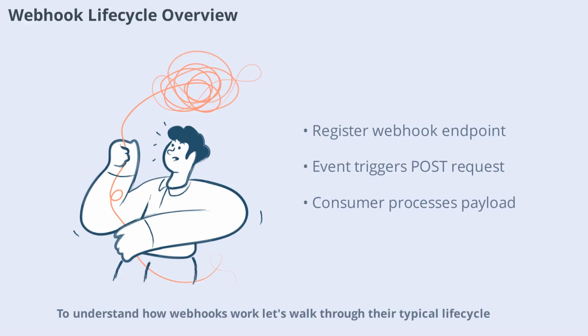Understand how webhooks work. Let's walk through their typical lifecycle. First, the consumer application registers a public URL with the provider. This is the webhook endpoint. Next, when an event occurs in the provider system, such as a new commit or a payment, the provider immediately sends an HTTP POST request with event data to the registered endpoint. The consumer receives this payload, processes it, and can optionally send a response back to acknowledge receipt. This flow ensures your application reacts to external events as soon as they happen.